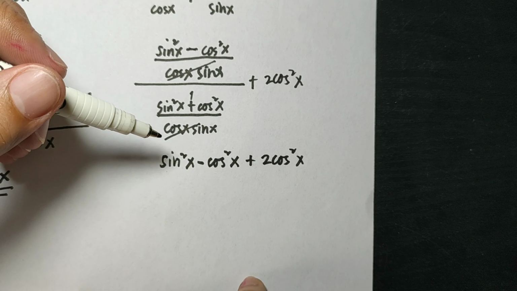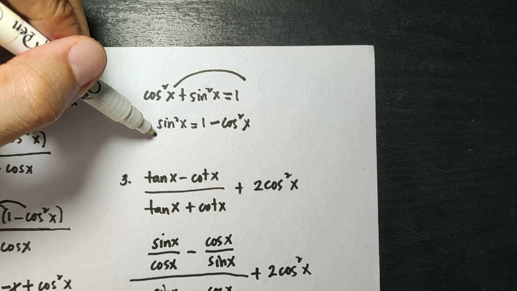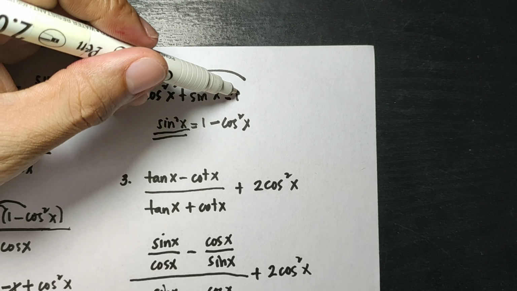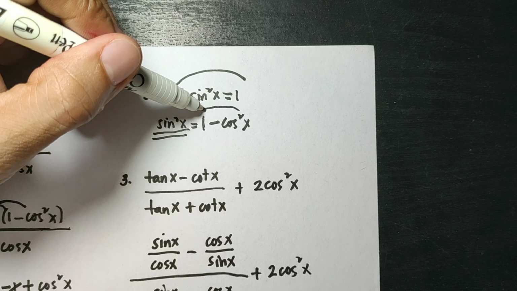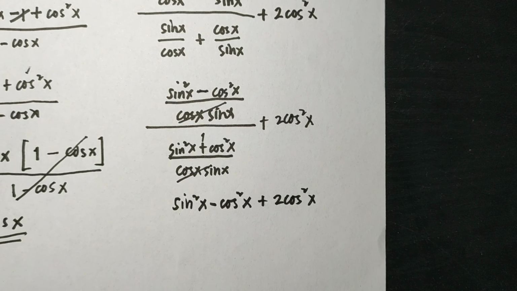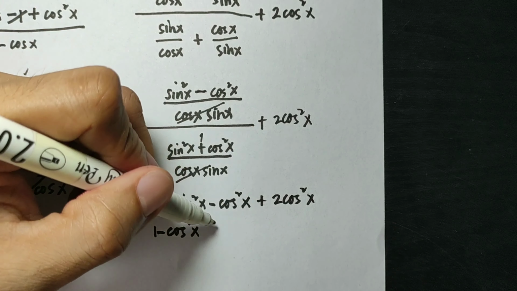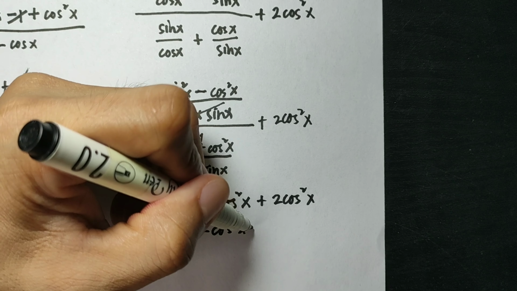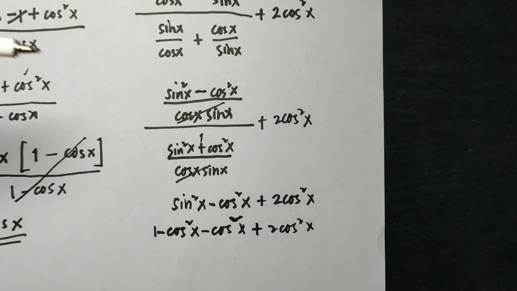So using the Pythagorean identity, to find the value of sine square x, we need to solve for that, and that will become 1 minus cosine square x. We will substitute the value for sine square x as 1 minus cosine square x. So substituting it, this will become 1 minus cosine square x, then bring down minus cosine square x, then plus 2 cosine square x.